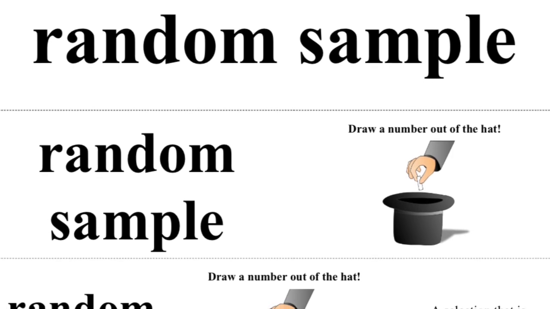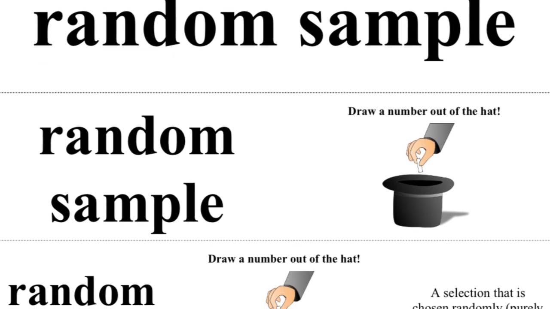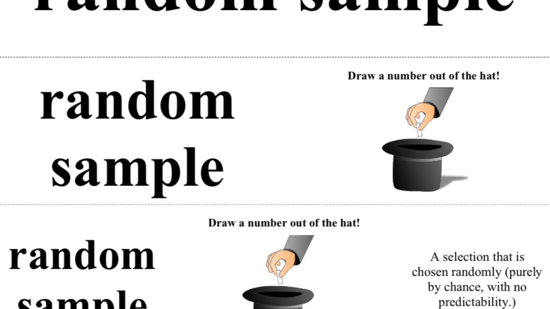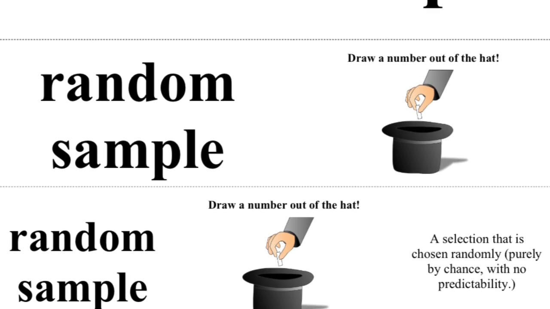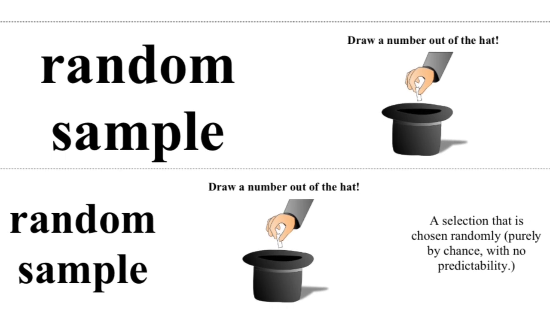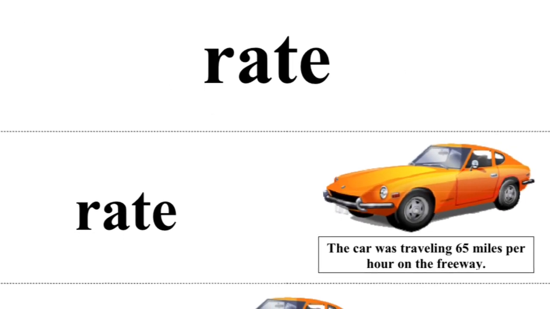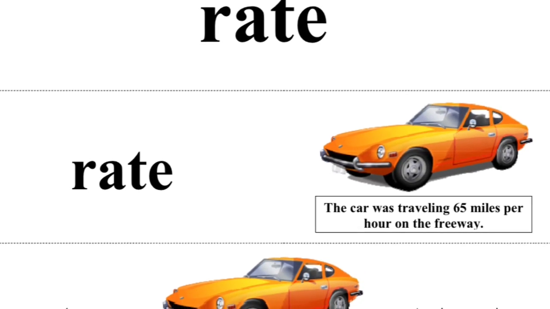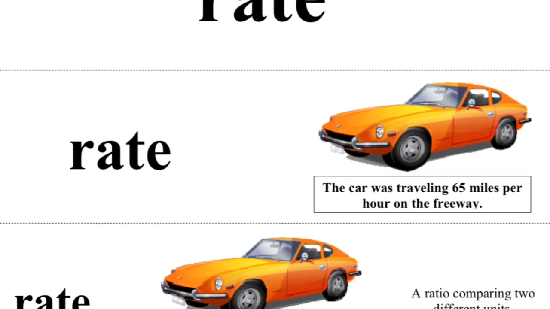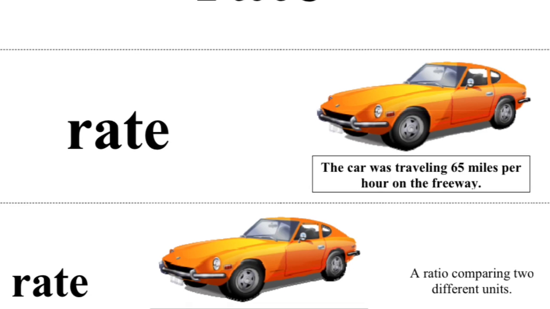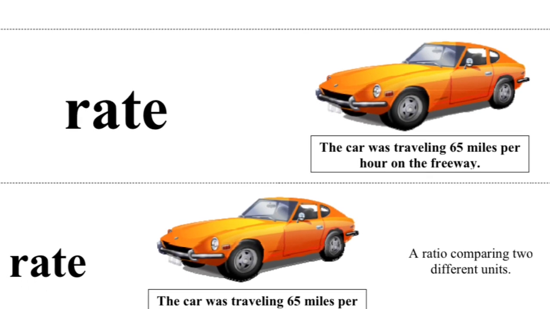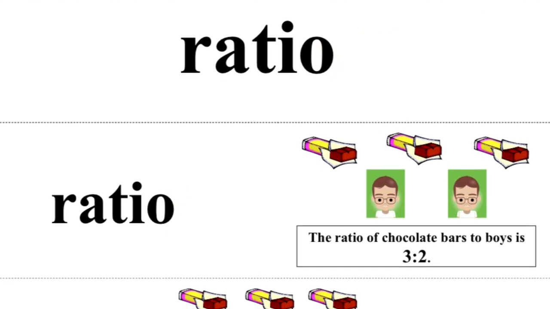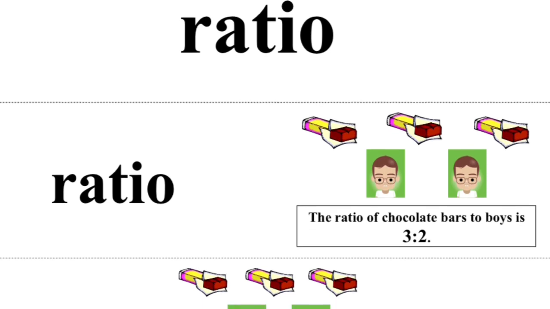A random sample is when you just take an object in a probability problem. For example, if you are reaching into a bag of marbles and you just pick one. A rate is a quotient of 2 separate numbers. The most common rates are miles per hour, feet per second, gallons per minute. A ratio is 2 numbers divided from each other.